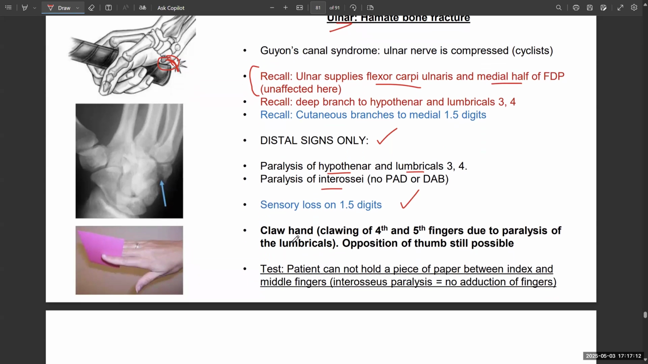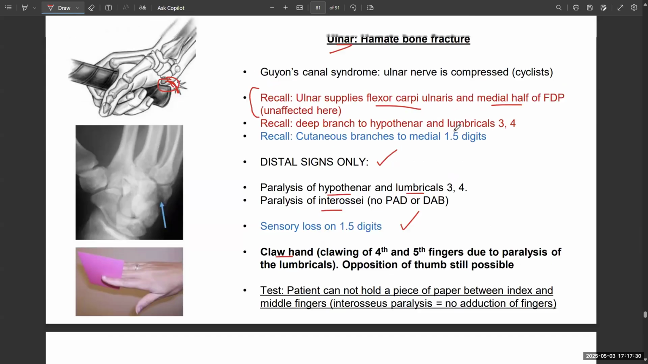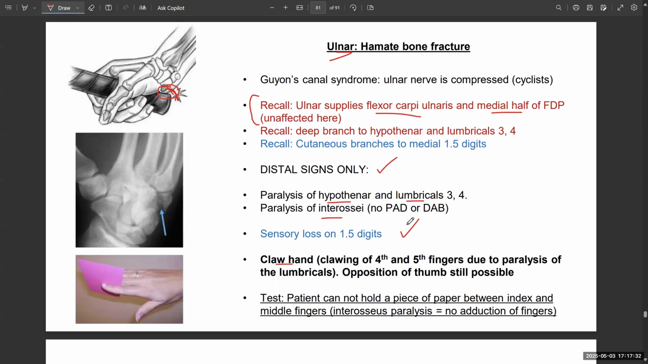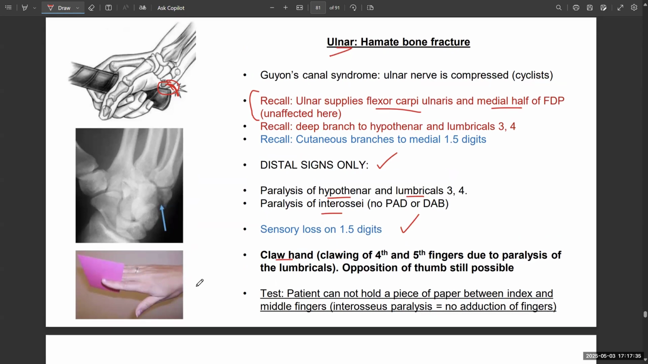And then claw hand, again, the same sign again. Clawing of the fourth and fifth fingers due to paralysis of the lumbricals. Opposition of thumb is still possible. Again, patient comes to you, his hand is already clawing naturally at rest, and opposition is still possible. You immediately go for ulnar nerve, claw hand. Now you want to test if this claw hand is because of the medial epicondylar fracture or because of the hamate bone fracture.